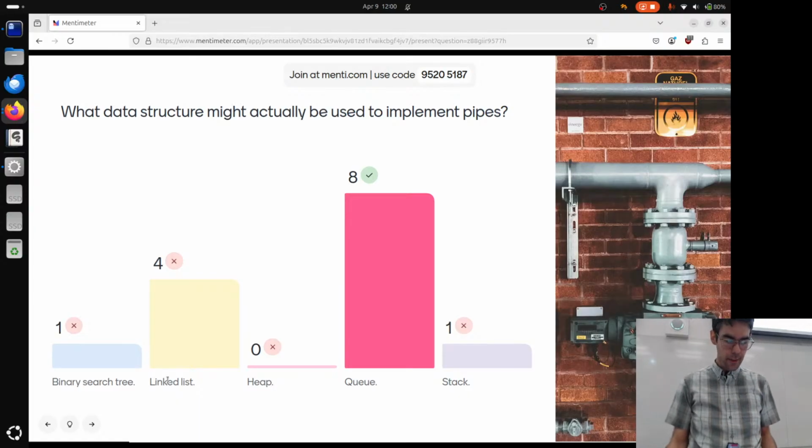What if I accidentally misclicked stack? If you accidentally misclick stack, then I guess you just won't get on the leaderboard right now.